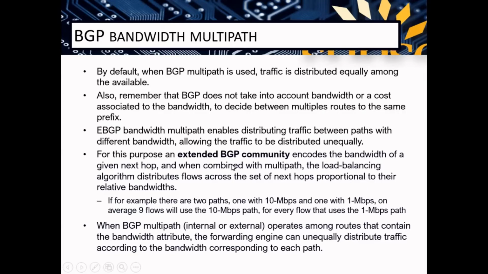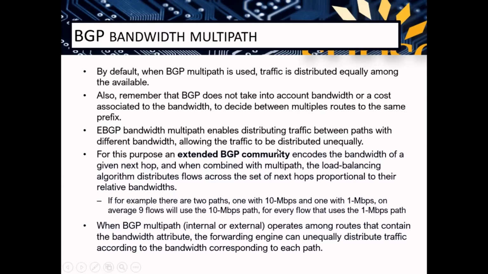And when you have that community configured, when you have the route with that community, and you also have multipath and load balancing enabled, then you can start balancing traffic or distributing traffic proportionally based on the bandwidth. So they give you an example here where I have two different paths, one with 10 megabits per second, the other one with 1 megabit per second.